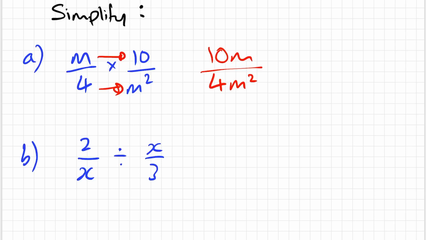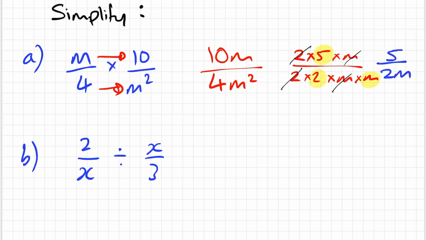We're not finished because we can still simplify, can't we? I could do this as 2 times 5 times m, and at the bottom I could say 2 times 2 times m times m. Let's see what we can cancel out. We can cancel out 2 with the 2, we can cancel out m with the m, and we're left with 5 over 2m. And then that's done.